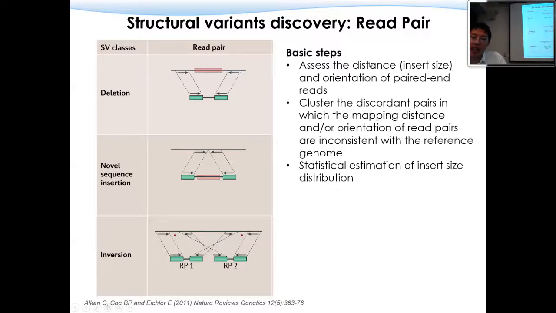So basically, you assess the distance and the orientation of the pair and the reads, and you cluster the discordant pairs in which mapping distance or orientation of read pairs are inconsistent with the reference genome. So basically, those are called the inconsistent discordant pairs. And then you do some level of statistical estimation to evaluate the distance between these two reads, and to see what's the likelihood there is a large structure variation, deletion or insertion in the middle.